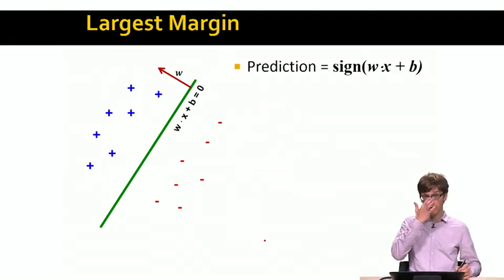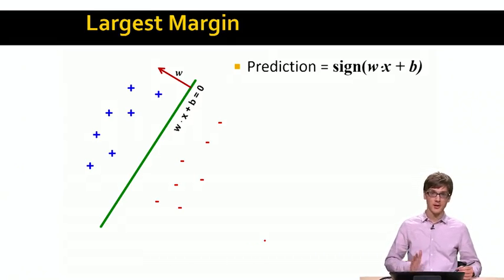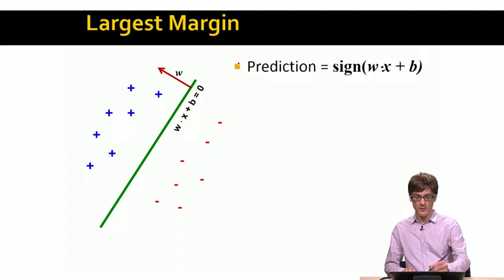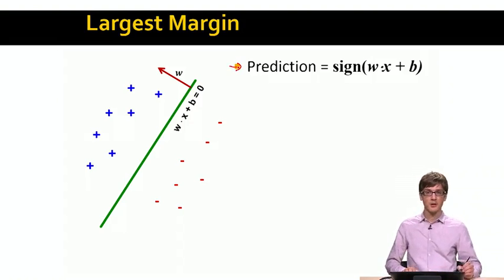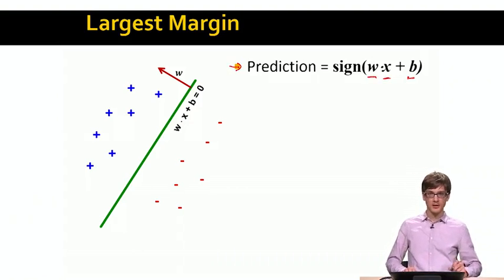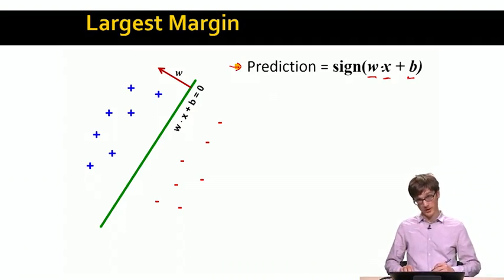So now that we know the value of the margin, we can start formulating the problem of how to find the best vector W. How do we find the separating plane that has the largest margin? The way we do this is very simple. We already know how we will be making predictions. We simply take our vector W, multiply it by x, add b to it, and then based on the sign of this value, we either make a positive prediction or a negative prediction.